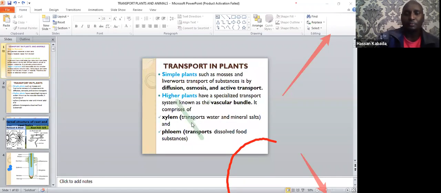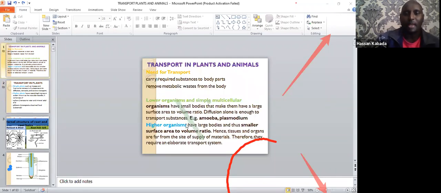Now we come to higher organisms. Higher organisms means now these multicellular organisms that have huge body structures made up of numerous cells and tissues, and systems, organs, and all that. So these organisms have large bodies, thus a smaller surface area to volume ratio. What does that mean, or what does that imply? Hence, tissues and organs are far from the site of supply of materials.